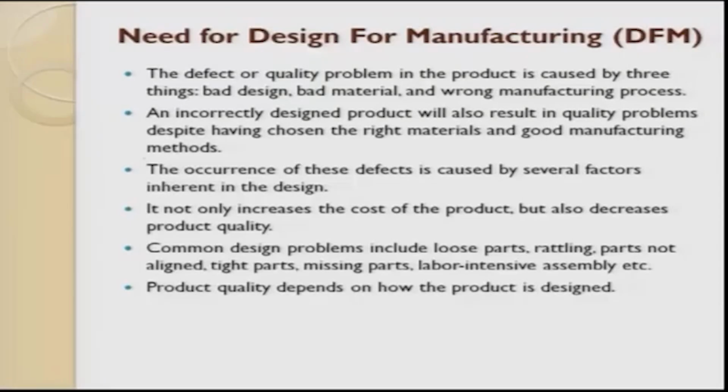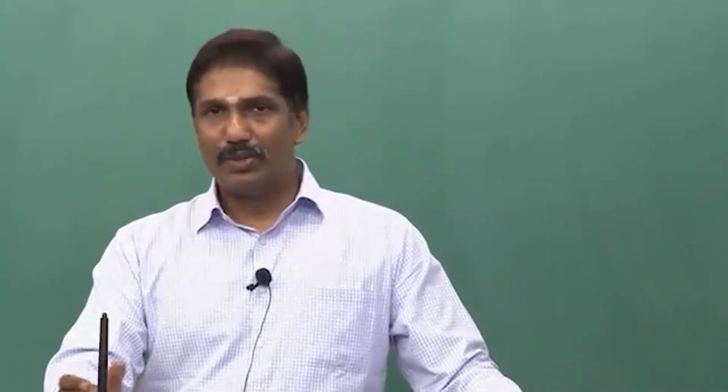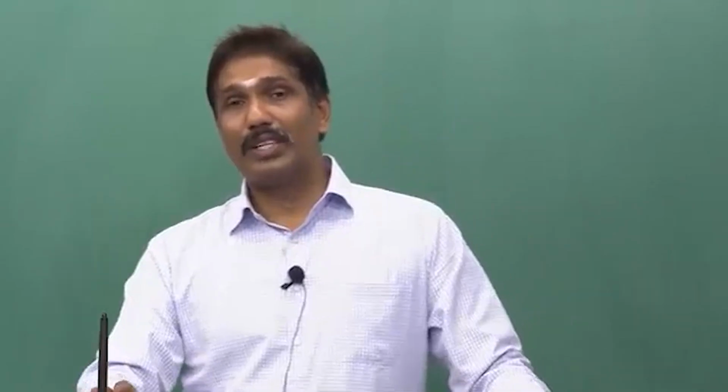So, why do we need design for manufacturing? The defects or the quality problems in a product are caused by three things. One is bad design, and the second is bad material choice. That is why we had an exclusive lecture on selection of materials, and I also explained the weightages given for each property. In reality there will normally be 2 or 3 different properties which play an important role towards the outcome of the product to keep the customer satisfied. The last thing is choosing the wrong manufacturing process.